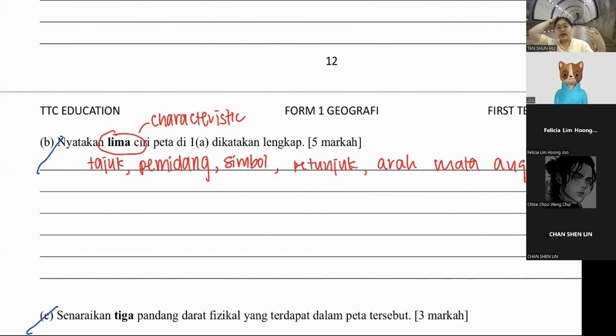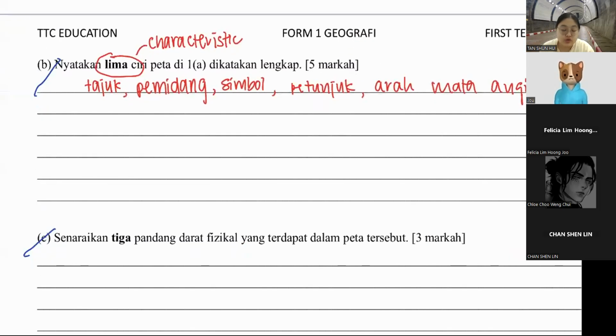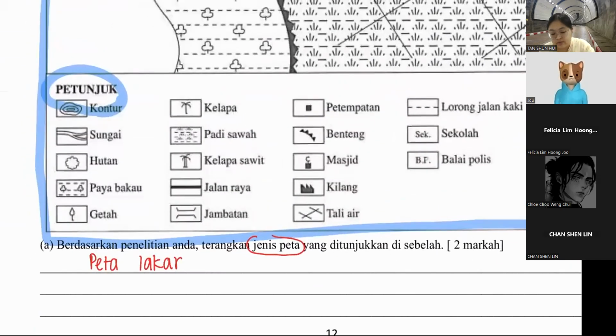Now, other than they like to ask you about ciri-ciri, they would also ask you what? Ciri pandang darat, physical. What is ciri physical? Physical, natural characteristic. So, what natural thing I have in the peta? Look up here. Okay, which one is physical? So you see contour. Contour represent what? Contour represent highland, tanah tinggi. So this is physical or non-physical? This is physical. All right.